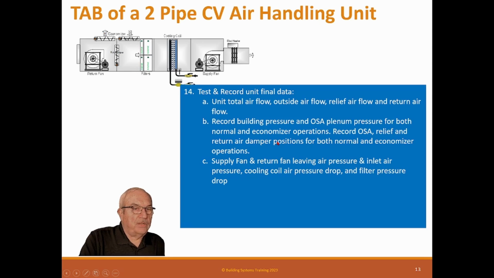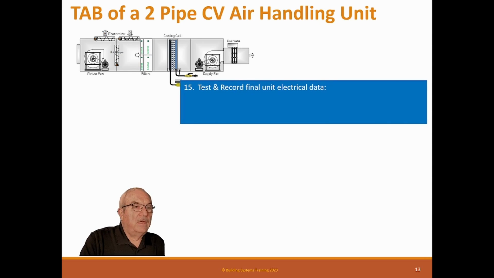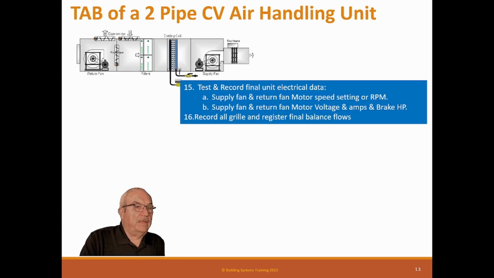Supply fan and return fan, leaving pressure and inlet pressure. Cooling coil pressure drop, filter drop. Cooling coil water flow and inlet outlet air temperature of the cooling coil. Test electrical heating coil and record total kW, voltage and amps. Record inlet and leaving air temperature. Test the unit electrical data, record all that data, and record your final readings of final flow data.